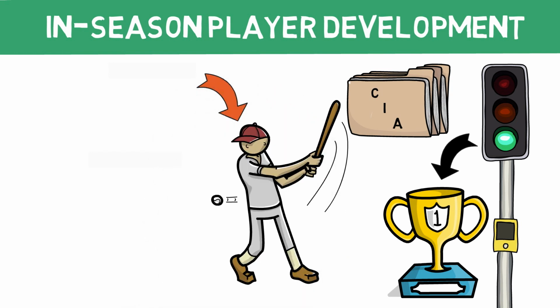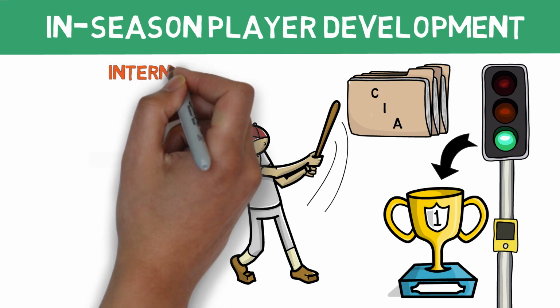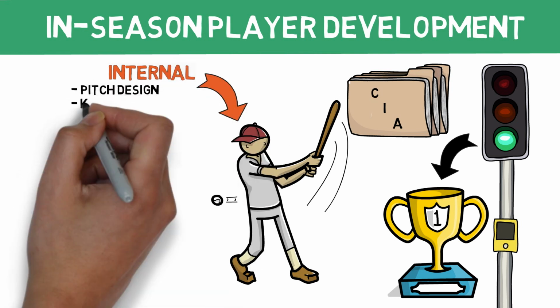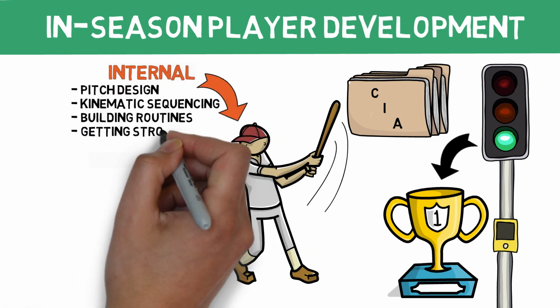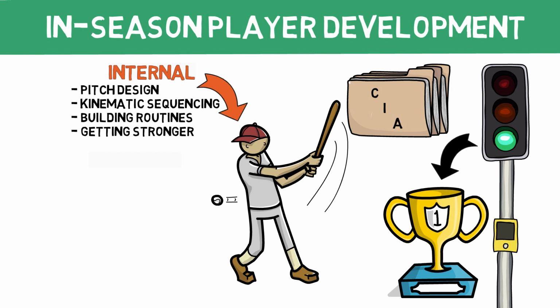In the fall, we focus truly internally. We work on pitch design, utilize K-Vest to try and remap guys' kinematic sequences. We focus on building good pre- and post-throwing routines, and on getting stronger. It's all about getting guys in the best position possible for them to compete in the spring.